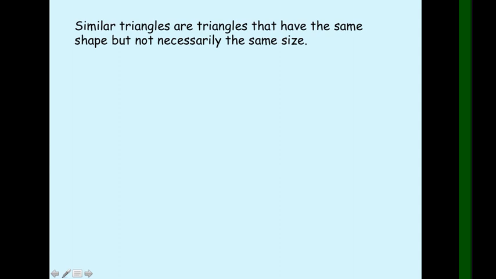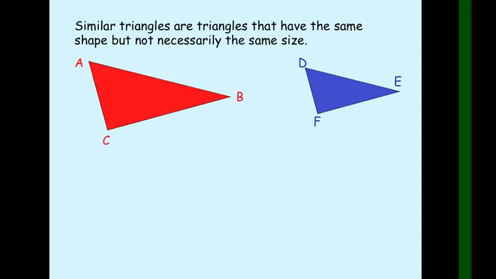Similar triangles are triangles that have the same shape but not necessarily the same size. So it is not necessary that they have the same size. Maybe their lengths are different, but they have the same shape. So these are examples of similar triangles. As you can see, we have triangle ABC and triangle DEF, and triangle ABC, according to this presentation, is similar to triangle DEF.